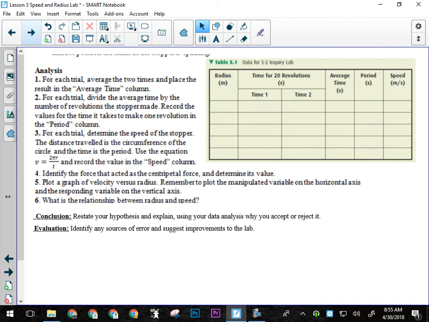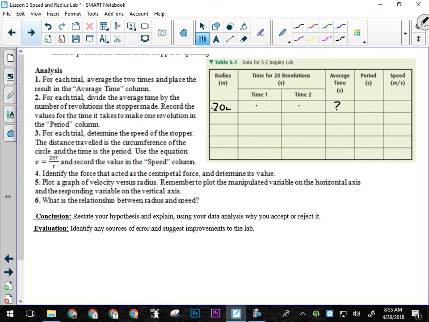So here's our chart. The time for 20 revolutions. You're going to do it twice, just for consistency's sake, eliminating sources of error by having 2 separate trials. So you'll have 0.2 meters here, in your chart you'll go 0.20 meters, and then you'll have your time for 20 revolutions for trial 1, your time for 20 revolutions for trial 2. Add them together and divide by 2 to get your average time.